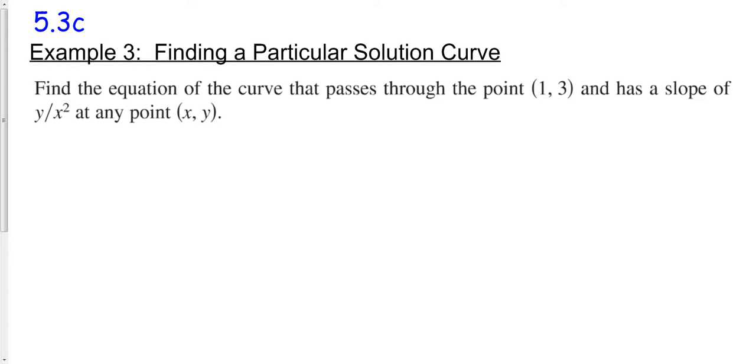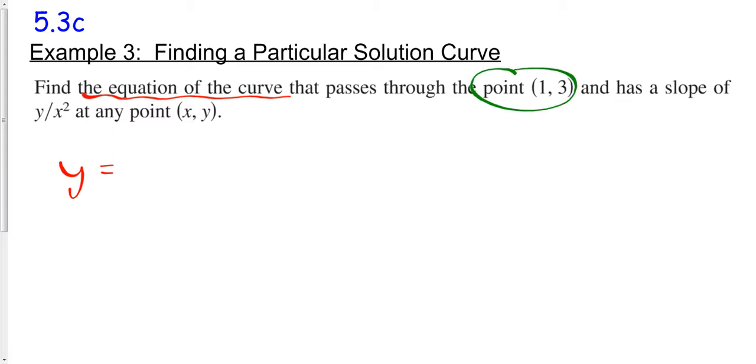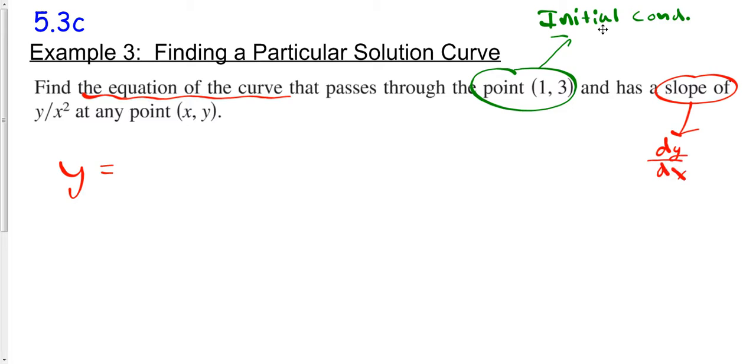So let's talk a little bit about this. So the equation of the curve, I guess, is y equals, right? That's what we want to know. It has to pass through the point, so this here is my initial condition. Okay, just to talk about vocab, that's my initial condition. It's passing through the point and it has a slope of, well that's dy/dx, that's definitely dy/dx. So let me make that a different color, because I already used red.